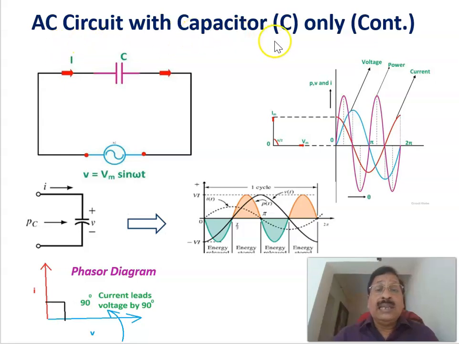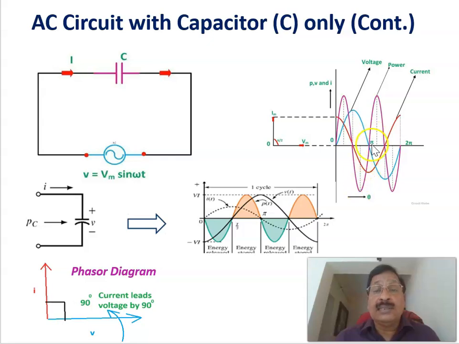And continuing the AC circuit with a capacitor C only here. Again, the same circuit is shown here. As we have seen, the instantaneous voltage and instantaneous current are there. You take the product of that one, you will be getting a power. And this is a positive power because both voltage and current are positive.